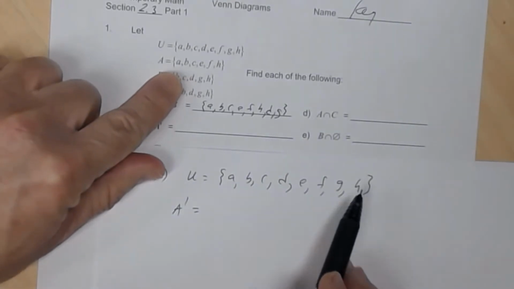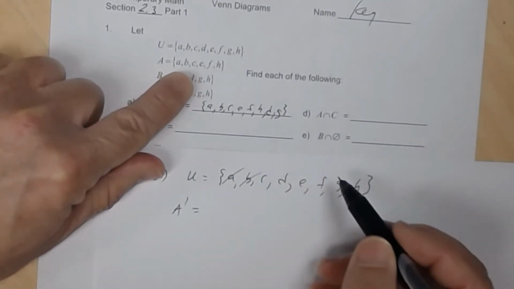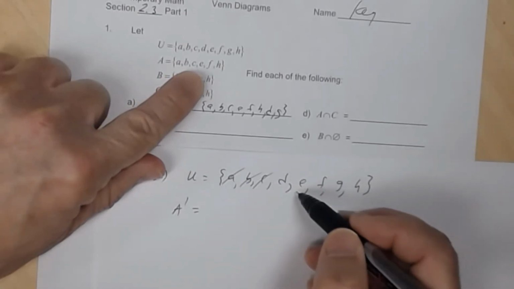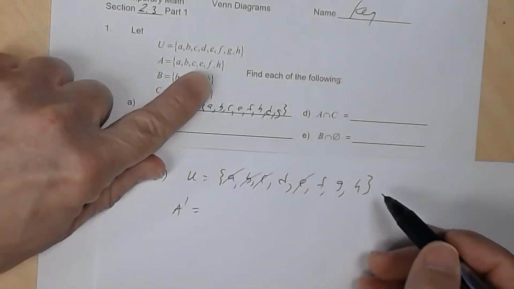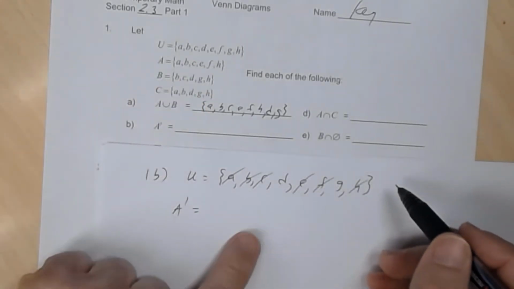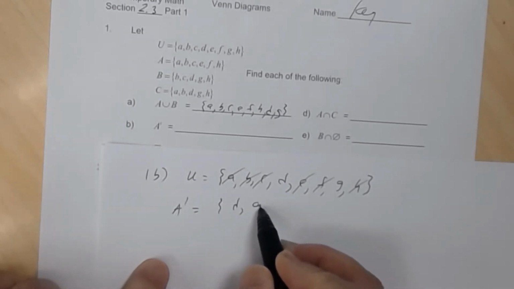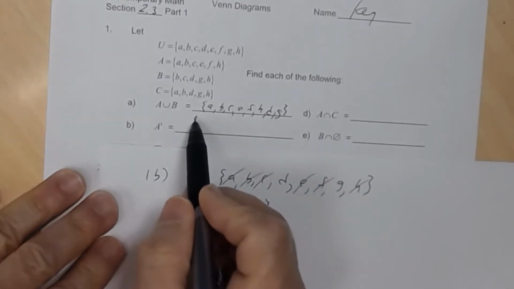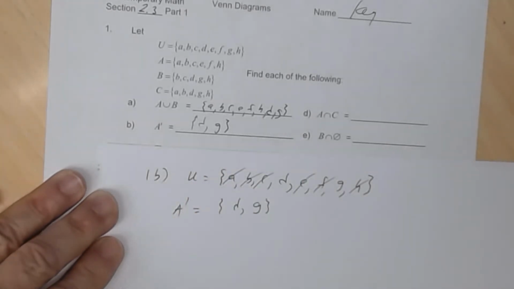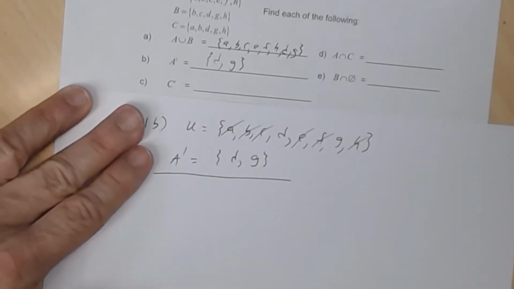So remember, A had the element A, I'm going to take it away. It had the element B, I'm going to take that away. C, I'm going to take that away. E, F, and H, I'm going to take those away. So what's left? What's left is D and G. So that goes there. So D and G.